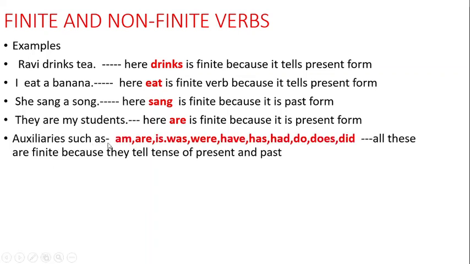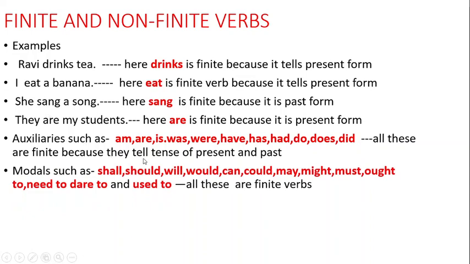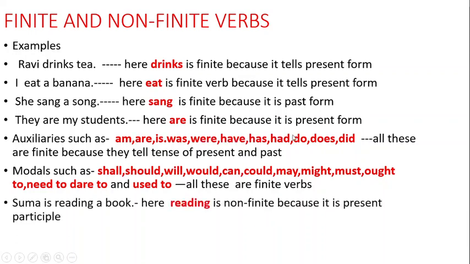Auxiliaries such as am, are, is, was, were, have, has, had, do, does, did, all these are finite because they tell tense of present and past. For example, am, are, is present, was, were past, have, has present, had past, do, does present, did past. So also modals such as shall, should, will, would, can, could, may, might, must, ought to, need to, dare to, and used to. These are all special verbs and they also come under finite verbs.